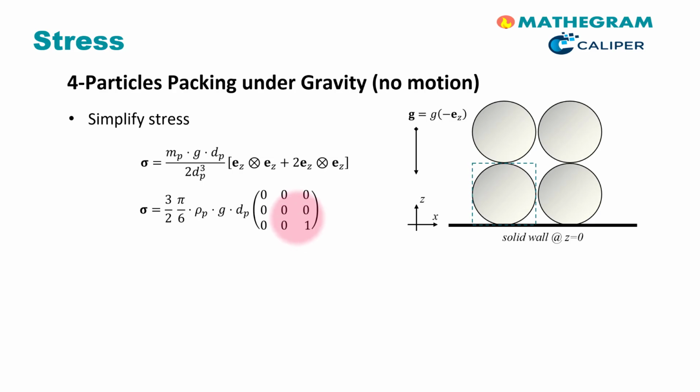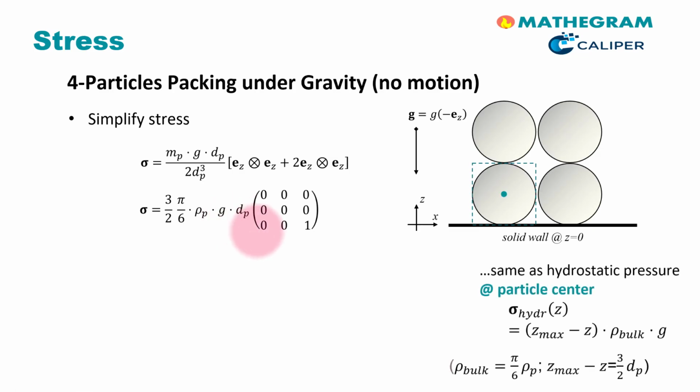As can be seen, the stress is proportional to the product of the particle density, gravity, and the particle size. We note in passing that this ZZ normal stress is identical to the hydrostatic pressure at the center of the bottom particle if we would consider a fluid with a density equal to the bulk density of the granular material. This is since the bulk density is related to the particle density, and the relevant depth for the hydrostatic pressure is 3½ times the particle diameter.